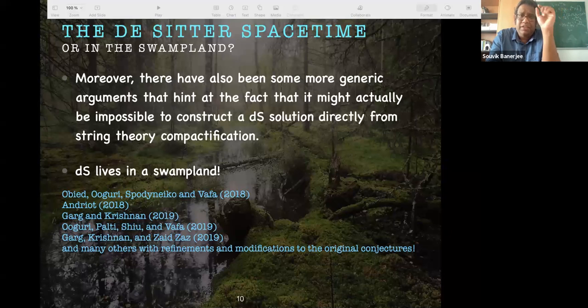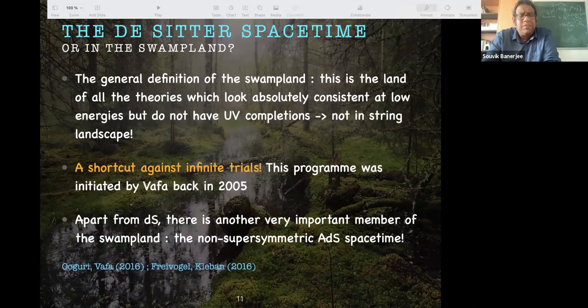A formal way of saying this is that de Sitter lives in the swampland. A lot of people have been working on this, including Ooguri, Vafa, Andriolo, Chetan in Bangalore, Palti, and many others, who are refining the conjecture. The basic definition of the swampland is that it is a land of all theories which look absolutely consistent at low energies, but do not have well-defined UV completions, namely they are not in the string theory landscape.